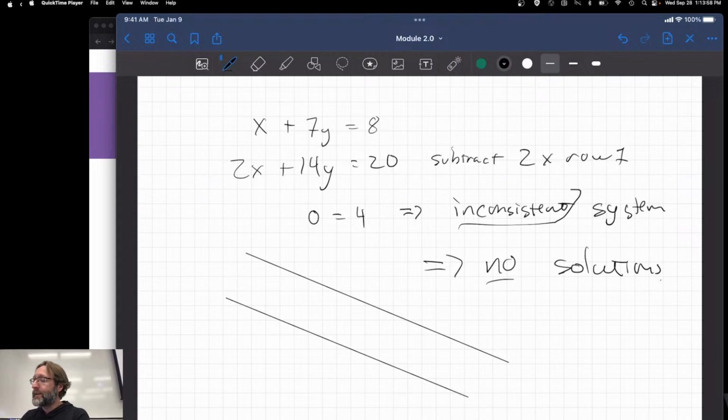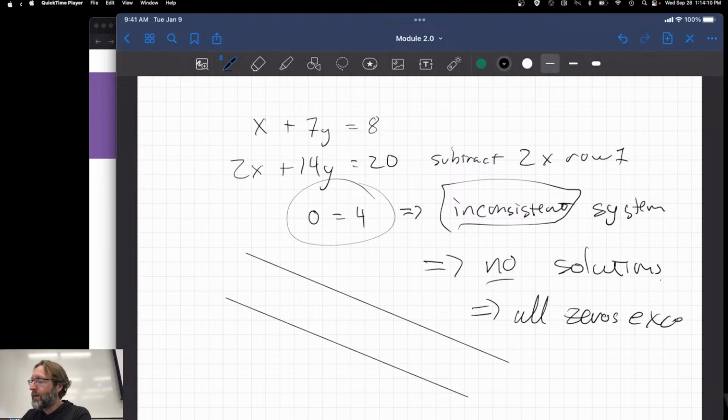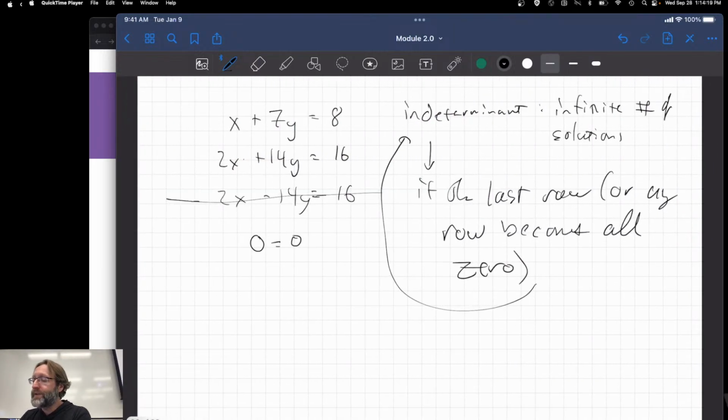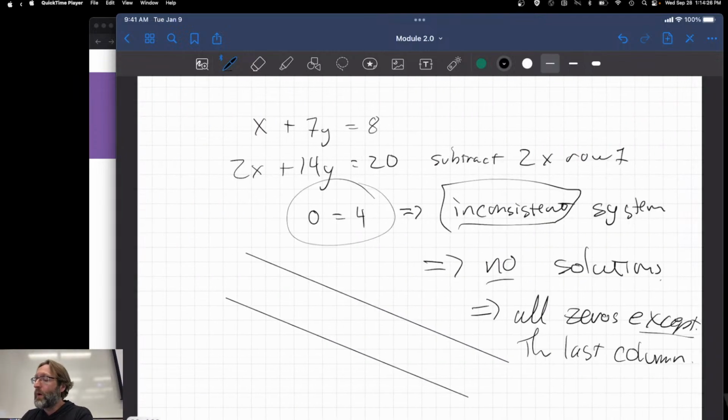It's an inconsistent system. Gaussian elimination. How do you tell whether or not you get this situation? All zeros except the last column. So you do Gaussian elimination, and if you get all zeros in the last row except for the last one, that's going to give you an inconsistent system.